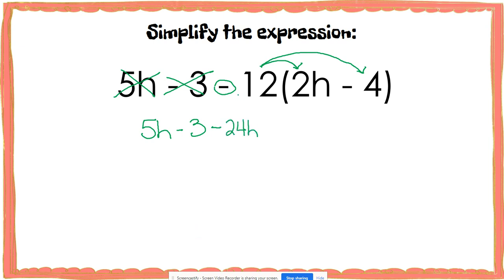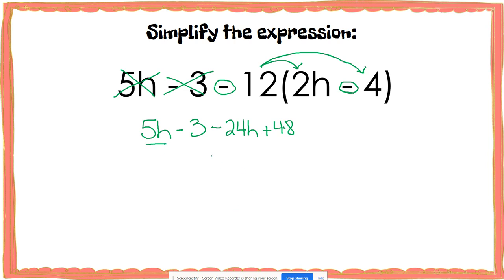Then I'm going to distribute negative 12, not to 4, but this sign right here tells me that this is a negative 4. So I'm multiplying negative 12 times negative 4, which gives me positive 48. To show that this is positive, I'm going to write plus 48. Now, all I have to do is simplify by combining any like terms.